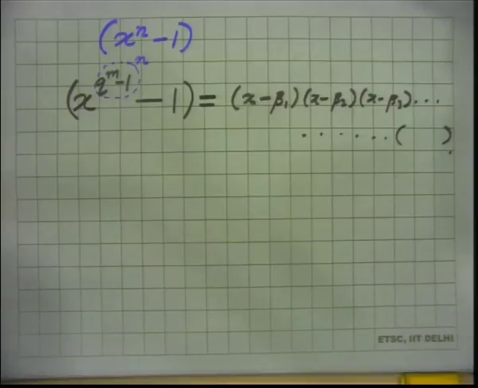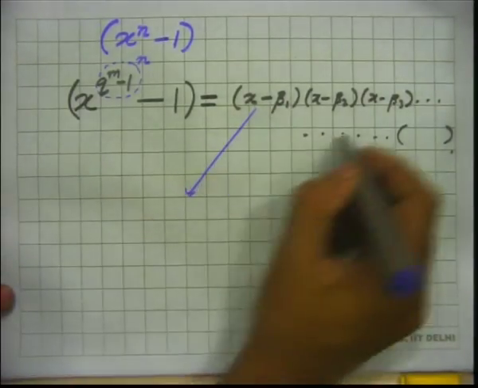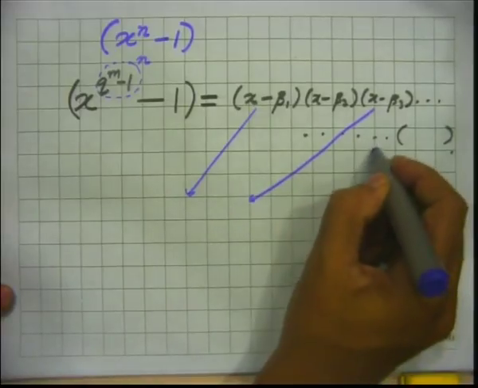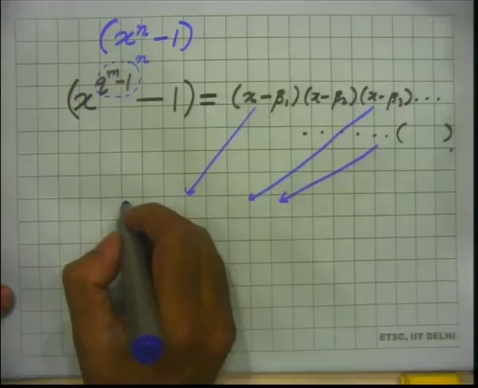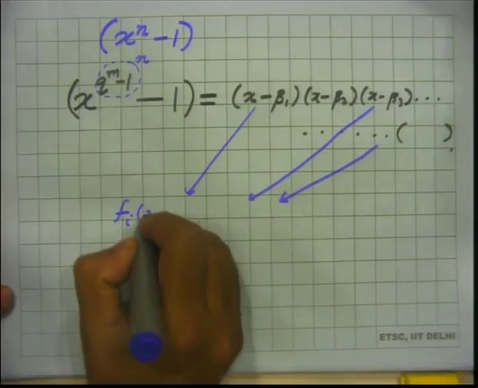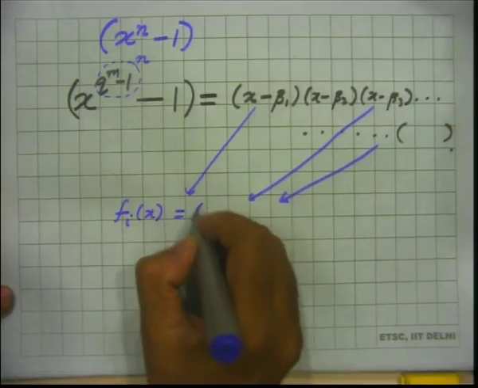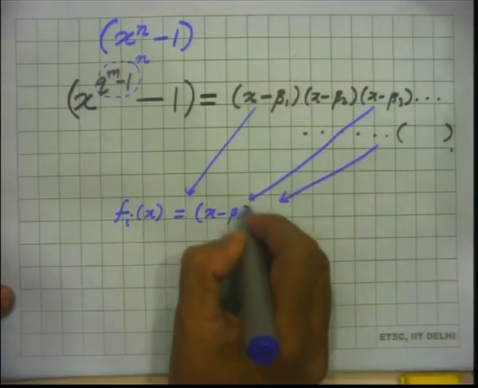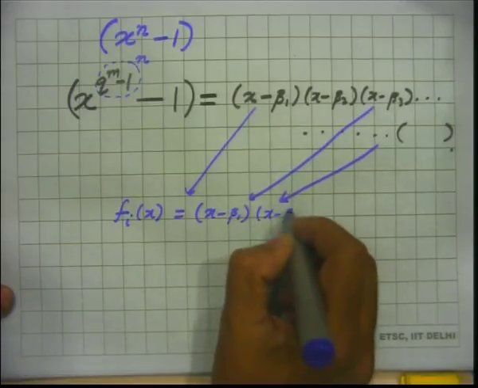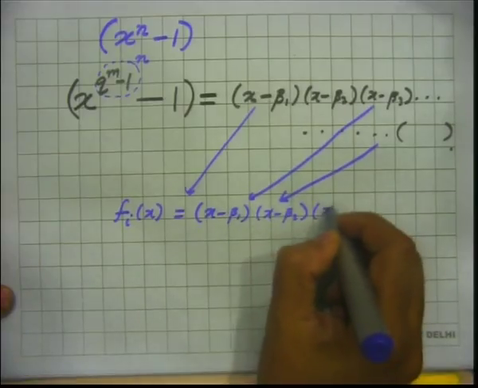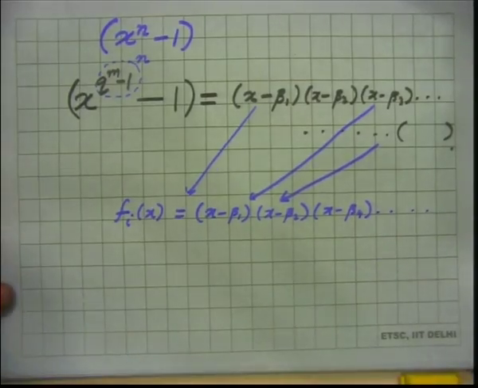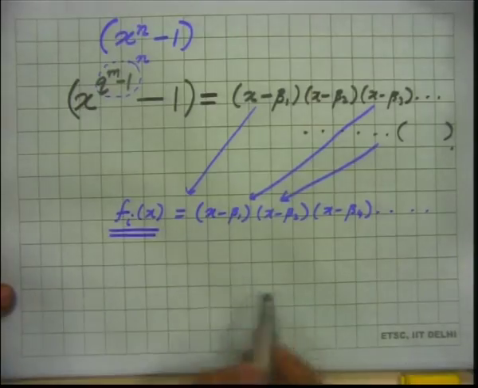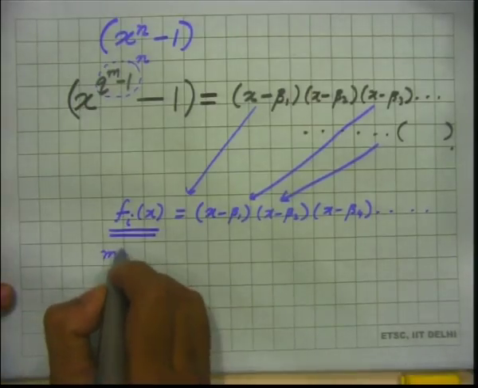Now, what is interesting is the product of some of them. When you multiply them together, you get, so you can have the product of some of them. So, this is the minimal polynomial.